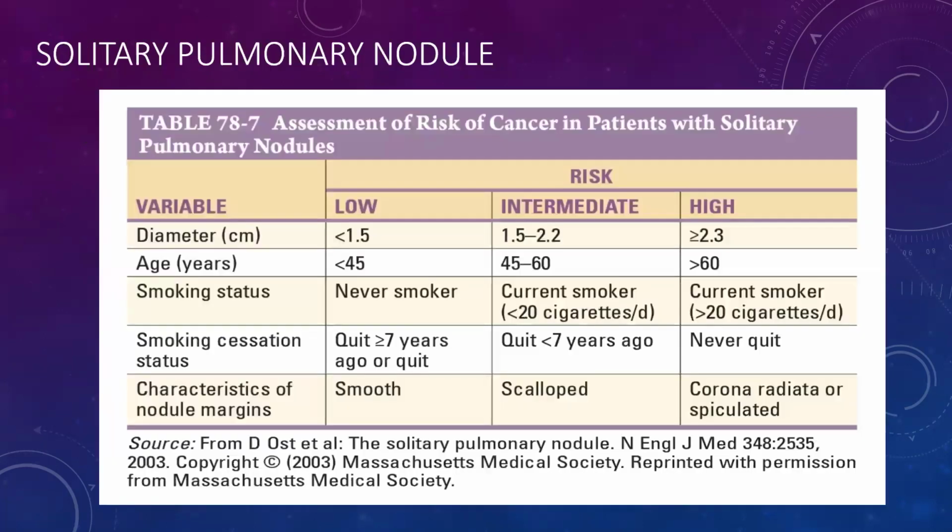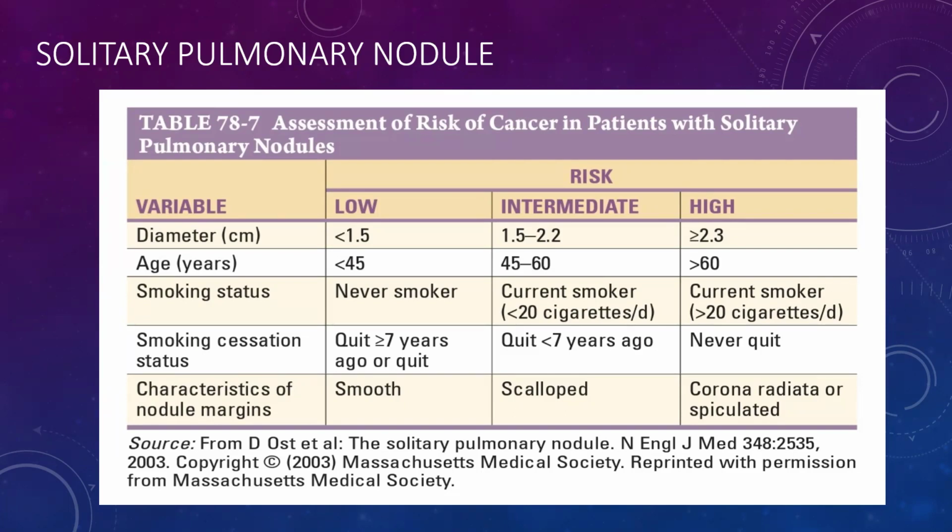But if you don't have those characteristics predicting a benign nature, then you have to assess the risk of the patient with a solitary pulmonary nodule of developing cancer. So you look at the following features. First, you look at the size of the nodule. If the nodule is less than 1.5 centimeters, that is a low risk nodule. If it's 1.5 to 2.2 centimeters, that's intermediate risk. If it's more than 2.3 centimeters, that is a high risk nodule.